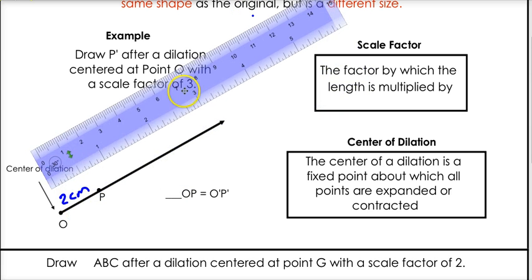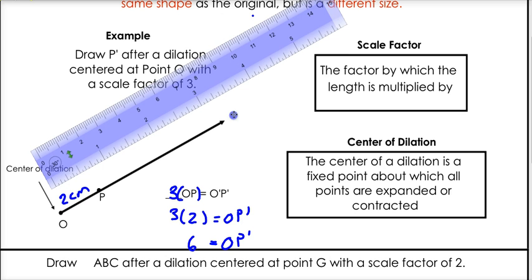All right. The way that we're going to find out where P prime is, we have to multiply that by the scale factor. So just to give it to you in a formula way, 3 times our original length, 3 times OP, will give us the length that we need. So we know that 3 times OP, which is 2, is going to be what OP prime is. All right. And so that tells us that it has to be 6 away. So that's all we did. We just multiplied it by the scale factor.